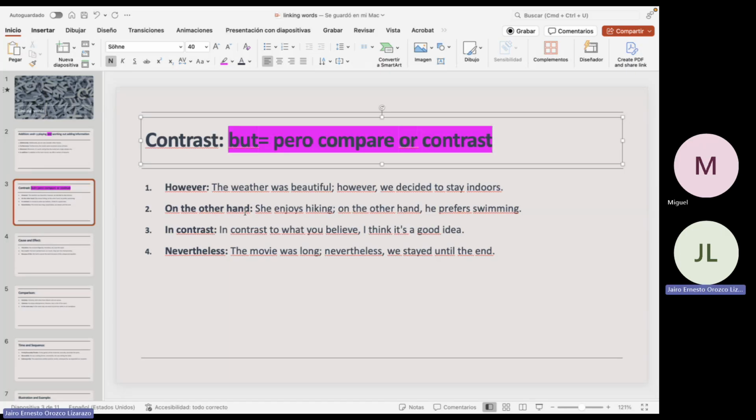Nevertheless, in Spanish, sin embargo, that's basically a synonym of sin embargo. The movie was long; nevertheless, we stayed until the end. But basically, sin embargo, that's the closest comparison in Spanish.